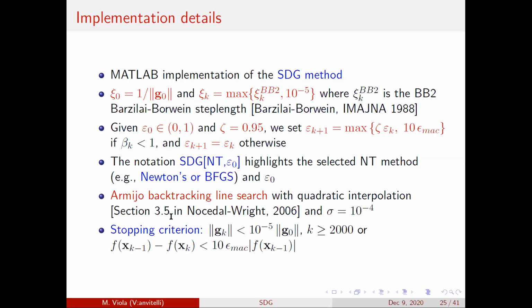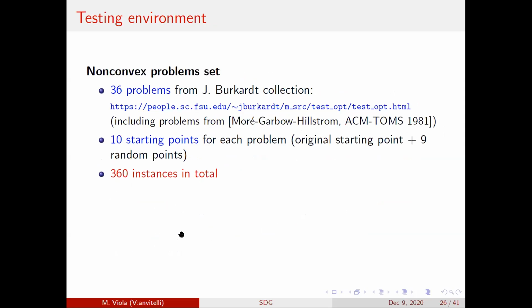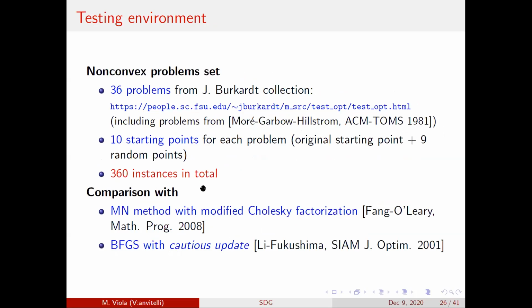The stopping criterion is on the relative decay of the gradient norm. So, first set of examples: some non-convex problems from the CUTEst collection, which include Moré-Garbow-Hillstrom instances. We have 36 problems, 10 starting points for each problem. So we take the original one and 9 random ones around it. In total, 360 instances to compare the methods.